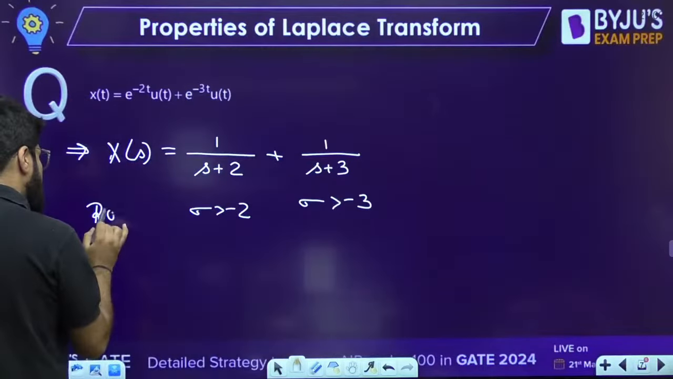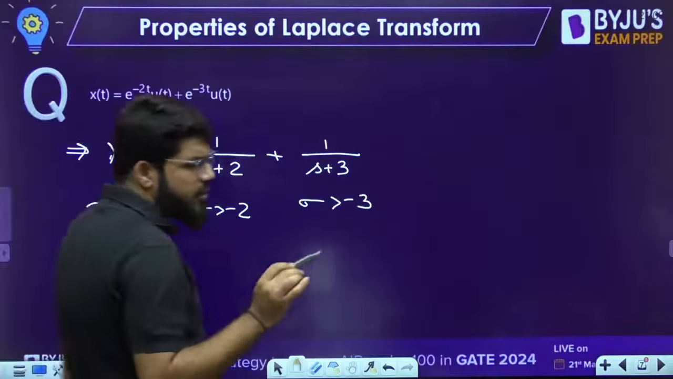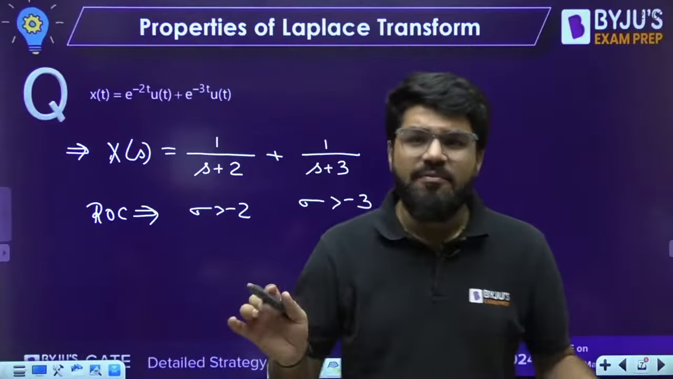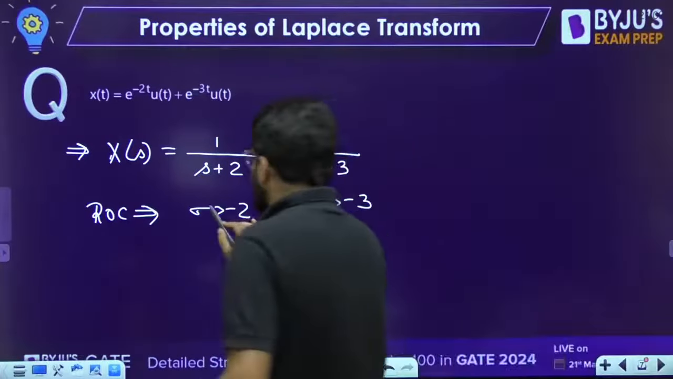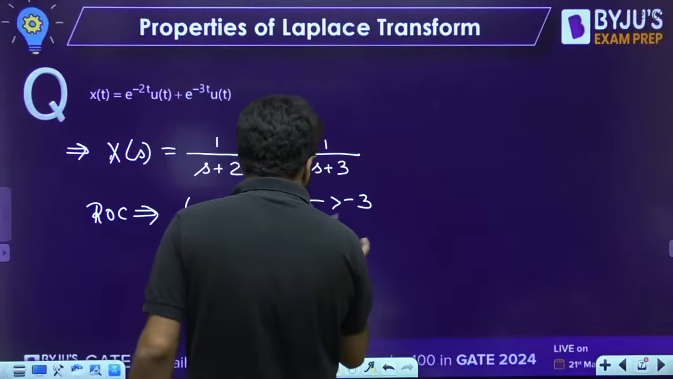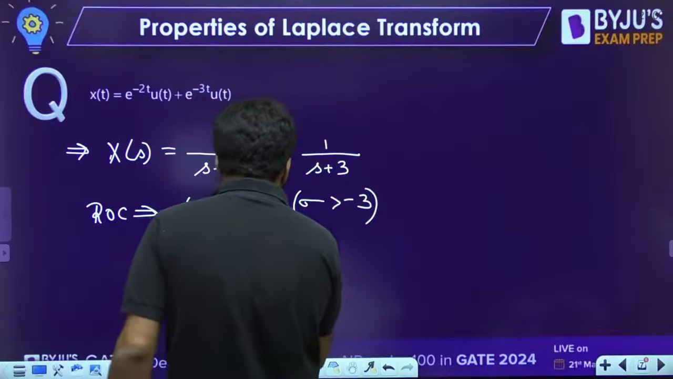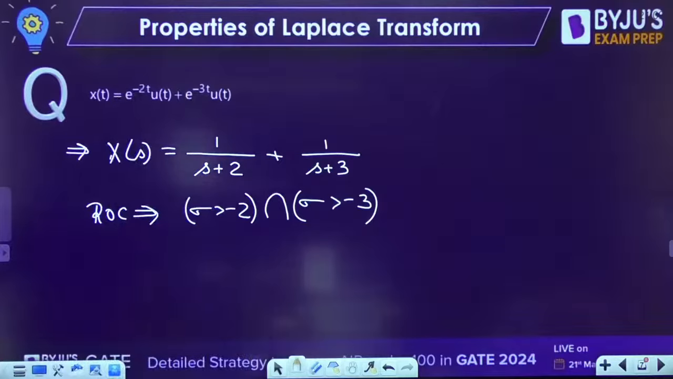Now, what is the final ROC? As I told you, the final ROC should be satisfying both. So I should be taking the intersection: sigma greater than -2 intersection with sigma greater than -3.